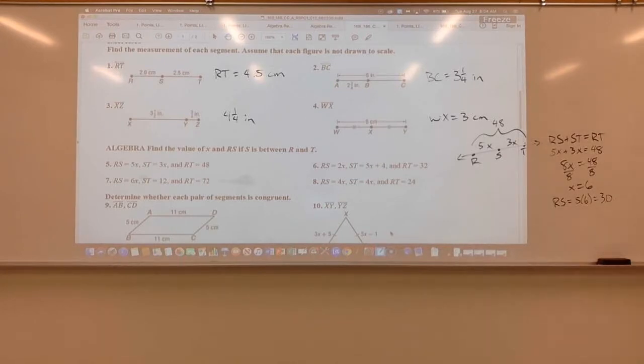Also, make sure you're answering both parts of the question. It doesn't just say find x. And you guys can talk to each other. You don't have to be silent here. Check your work with somebody else. Make sure you're on the same page.